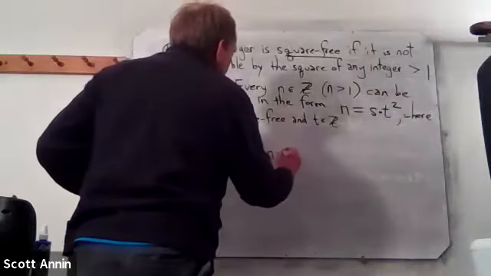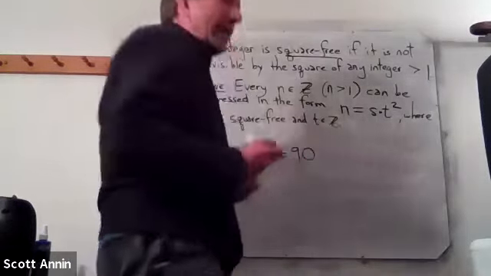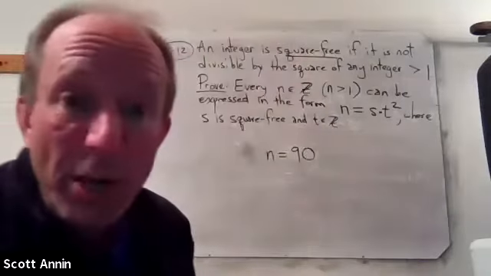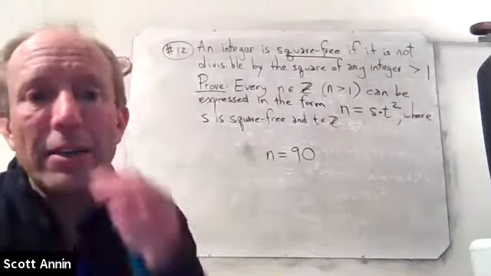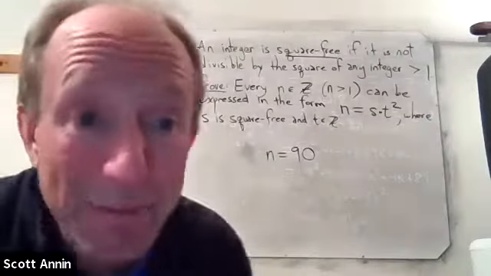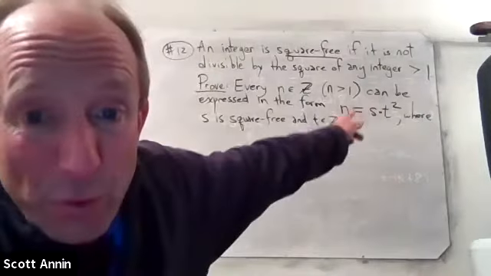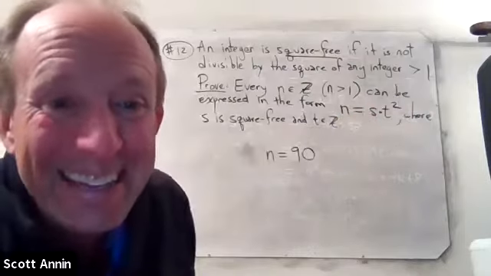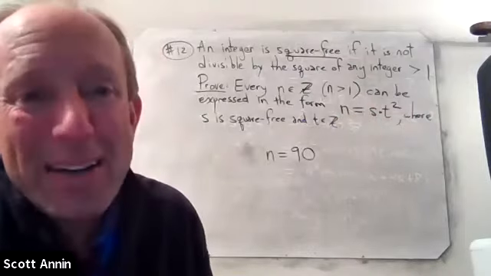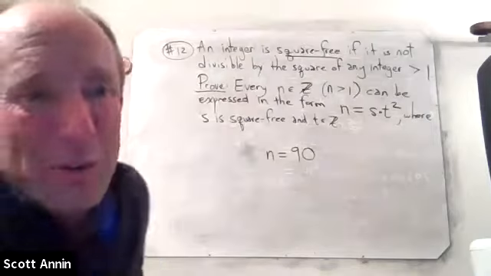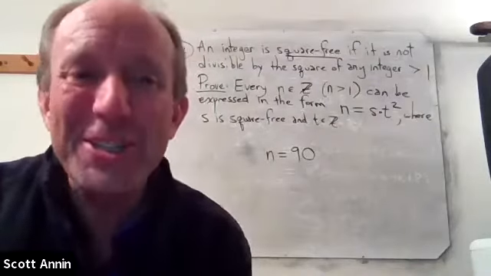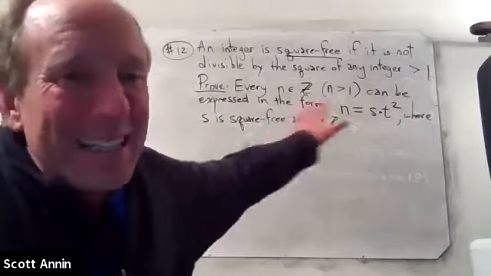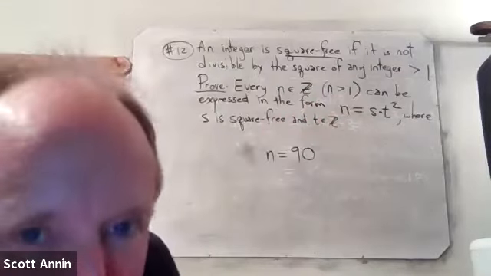Let me just pick a number that's kind of mid-range. I don't want to pick it too big or too small. Let's just pick a number like 90. And let's see if we can figure out how to write it in this form right here. Okay. So when you think about 90, what do you think you're probably going to want to do first if you're trying to express it in this form?